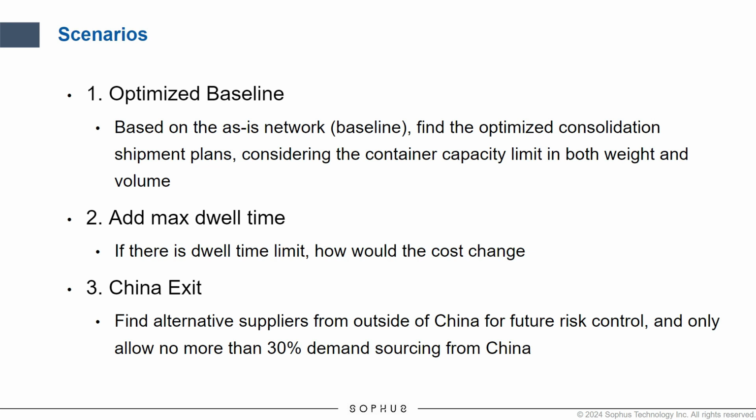We will create 3 scenarios for House Pro. First, optimized baseline, based on the existing network, finds the optimized consolidation shipment plans, considering the container capacity limit in both weight and volume. Second, add max dwell time at port, having a trade-off between inventory holding cost and shipping cost to find potential business opportunities. The third is the China exit scenario, which allows no more than 30% of demand from China.